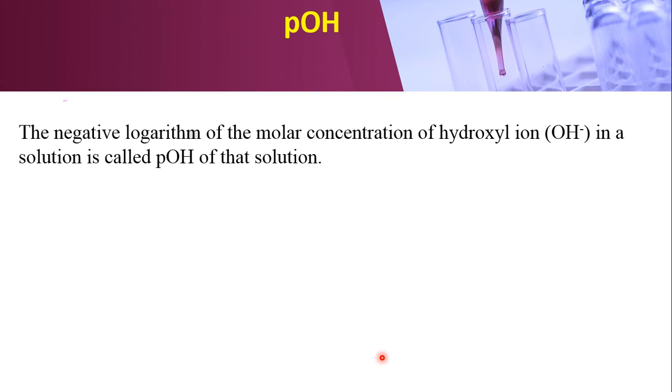In the same way, we can also explain pOH. pOH is the negative logarithm of the molar concentration of hydroxyl ion in a solution. pOH equals minus log concentration of hydroxyl ion. Here also, if you want to calculate hydroxyl ion concentration from pOH, you can use this formula: concentration of hydroxyl ion equals 10 to the power minus pOH.